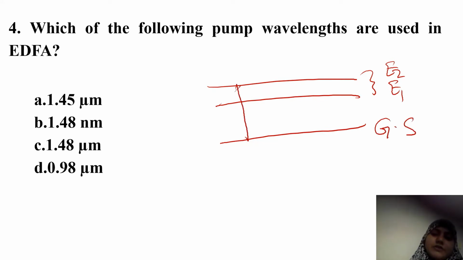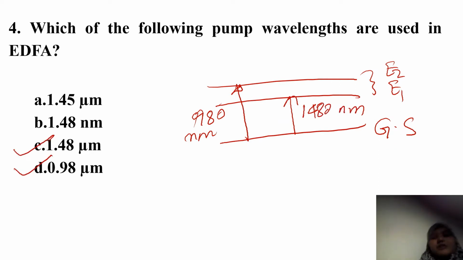We have already talked about one of the pump signals, that is 980 nanometers, and this is the next pump signal, which is 1480 nanometers. So these two will be the answer: 1.48 micrometers and 0.98 micrometers.